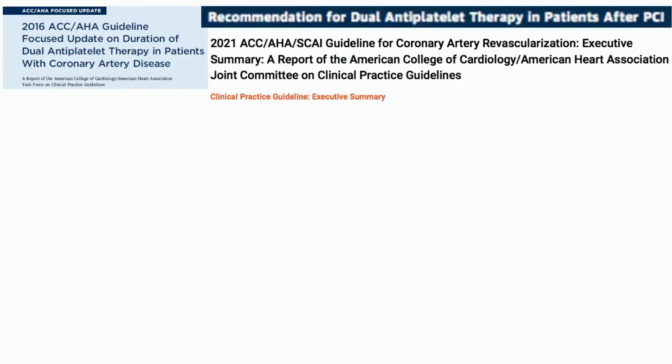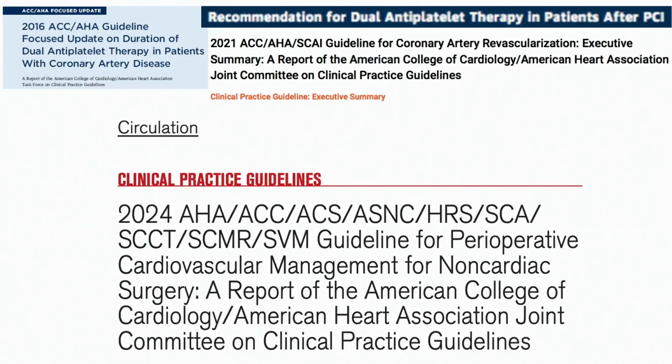These are the documents for the most recent updates, the 2016 and the 2021 that I just mentioned. And this is the most recent document that talks about the 2024 update, which is a cardiovascular management of non-cardiac surgery, and it includes the patients that had coronary stents.